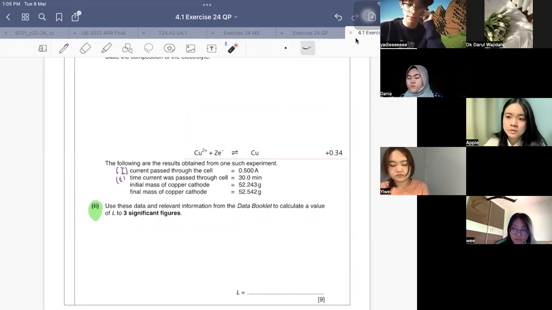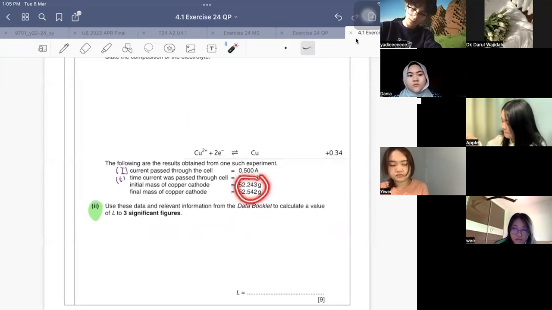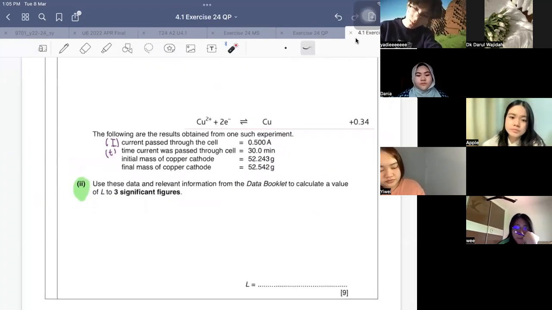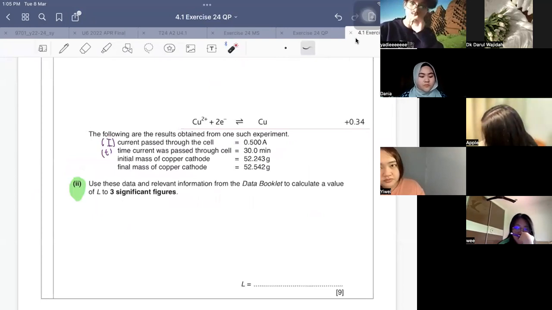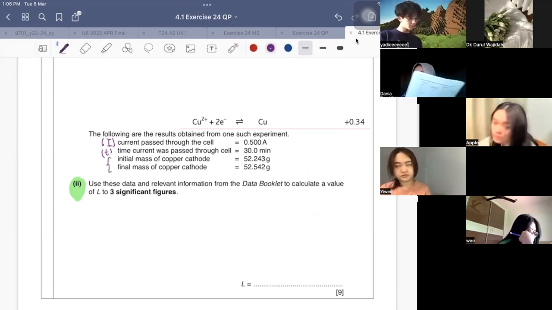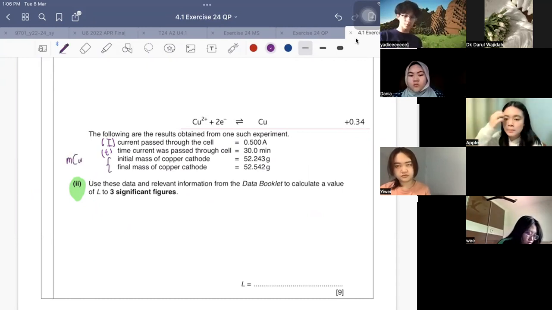If you notice that the mass of your cathode has increased, that means you have produced some amount of copper. So if you just take the final mass, subtract the initial mass, you should be able to work out the mass of copper produced.